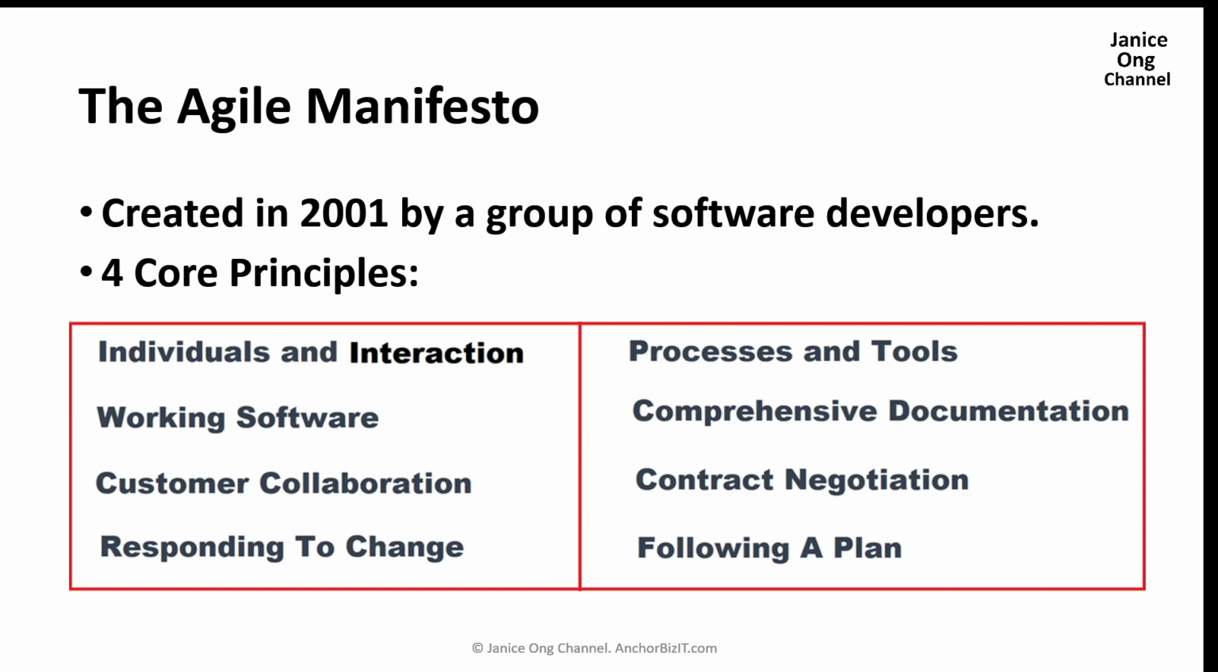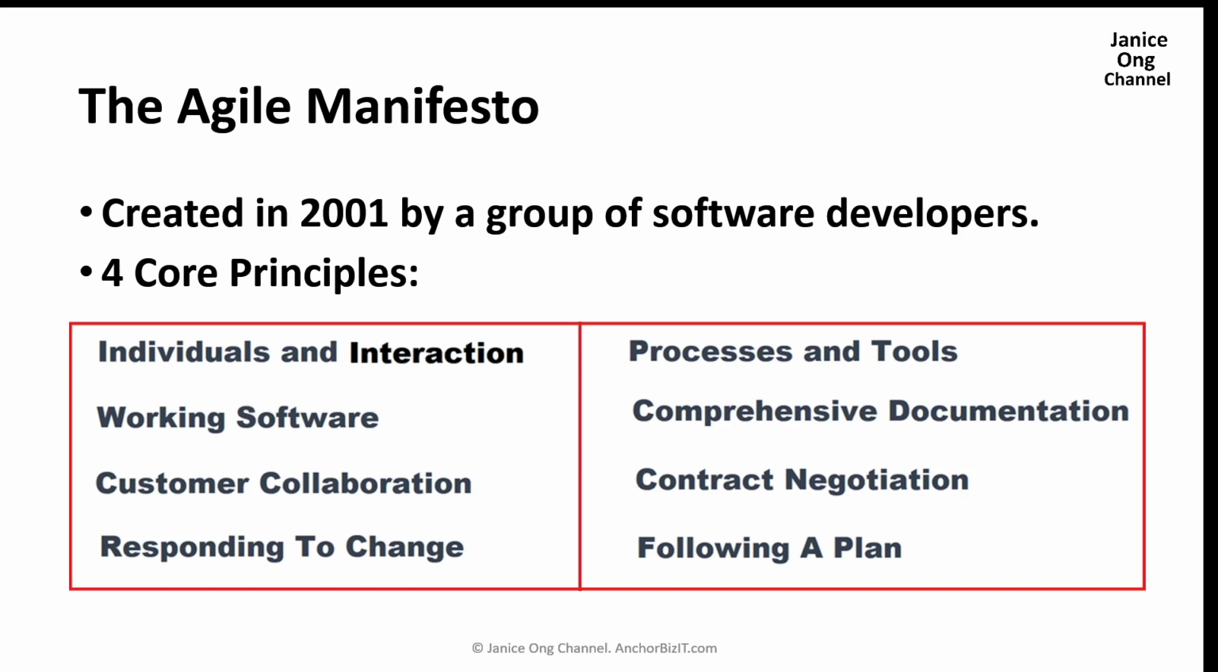The Agile Manifesto, created in 2001 by a group of software developers, outlines the core principles of the Agile approach. There are 4 principles. They are: number 1, individuals and interactions over processes and tools.